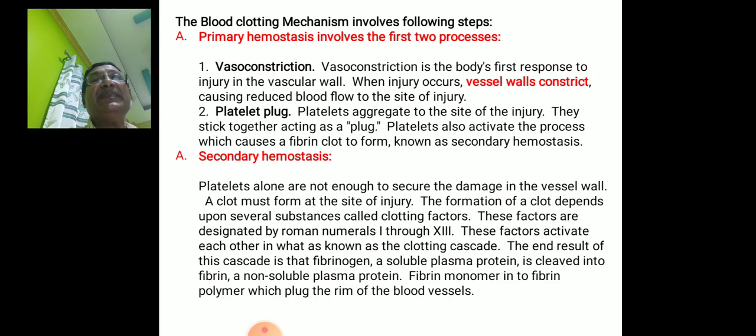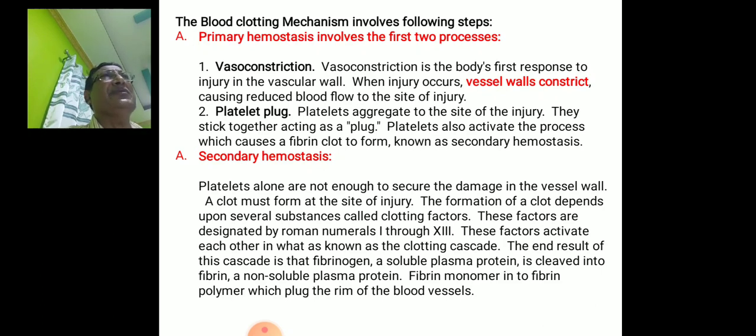Number 1, primary hemostasis, involves the first two processes: vasoconstriction and platelet plug. Vasoconstriction means the blood vessel will constrict. Vasoconstriction is the body's first response to injury of the vascular wall. When injury occurs, the vessel's wall constricts.